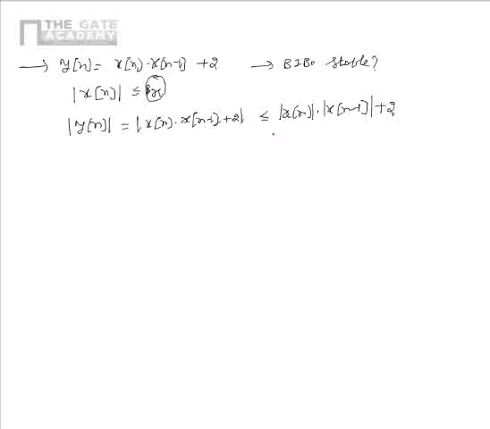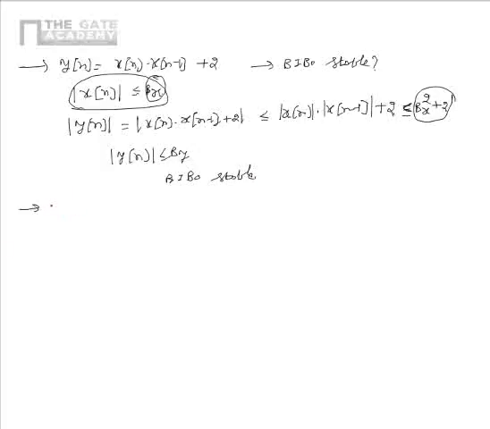As the input is bounded, this is less than or equal to bx square plus 2, which is finite as bx is finite. Therefore we see that for a bounded input the output is also bounded. From this we see that the system is stable in BIBO sense.